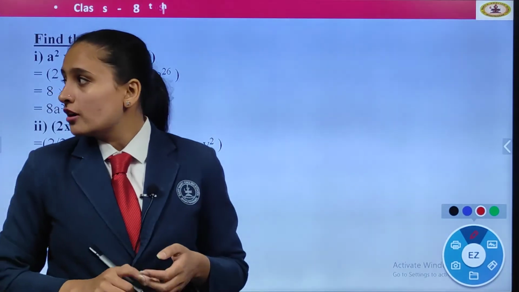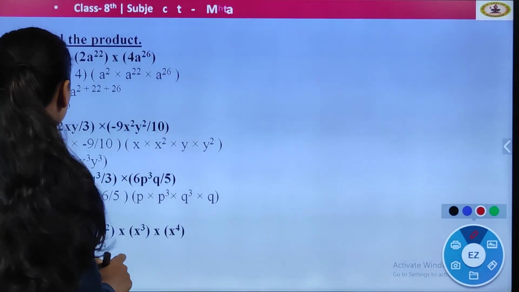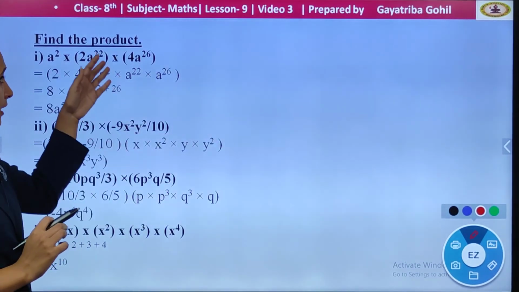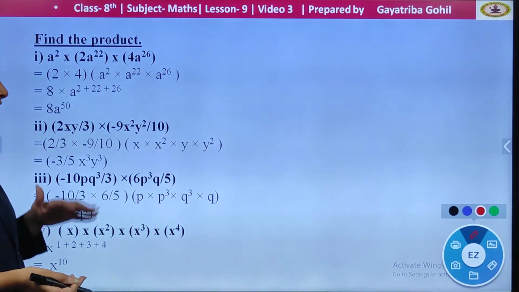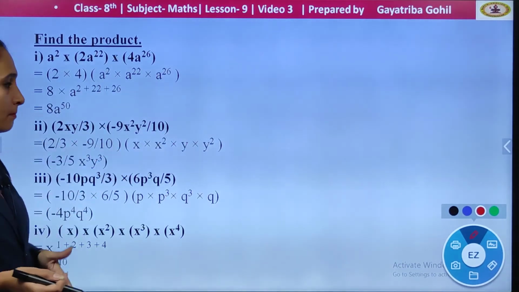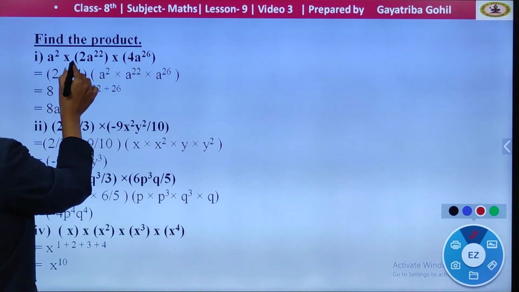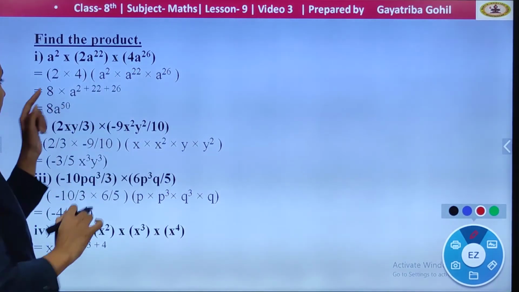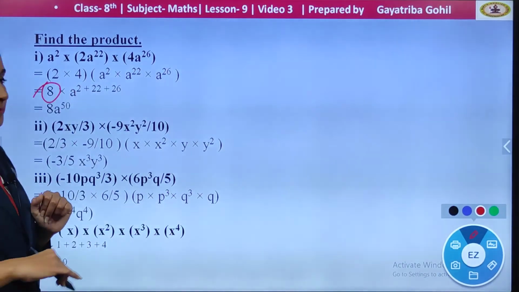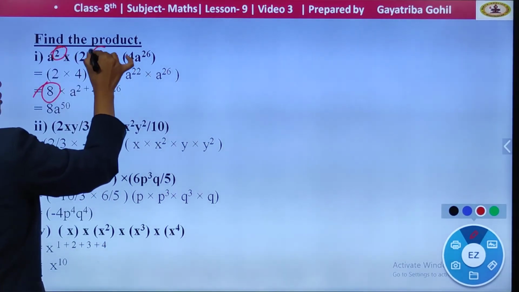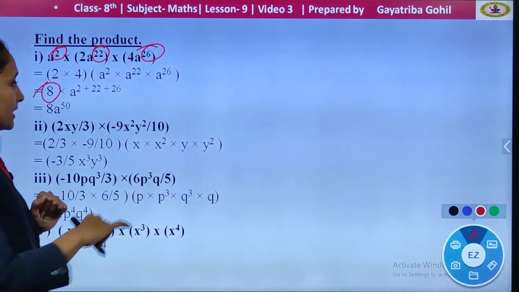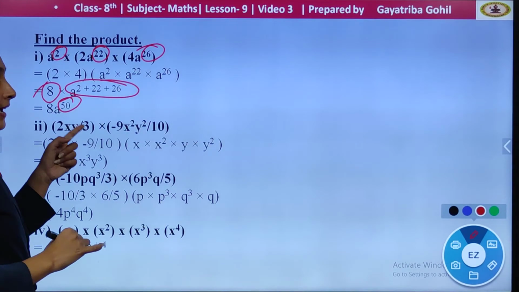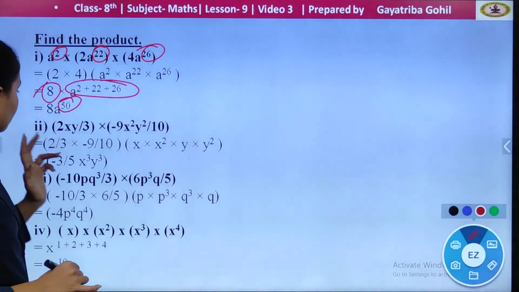Again over here, you have to find the product. So over here we have a into 2a raised to 22 into 4a raised to 26. So you can add the powers directly. First multiply the coefficients. So 1 into 2 into 4 will become 8, and the powers 2 plus 22 plus 26 will become 50. So now my answer will be 8a raised to 50.